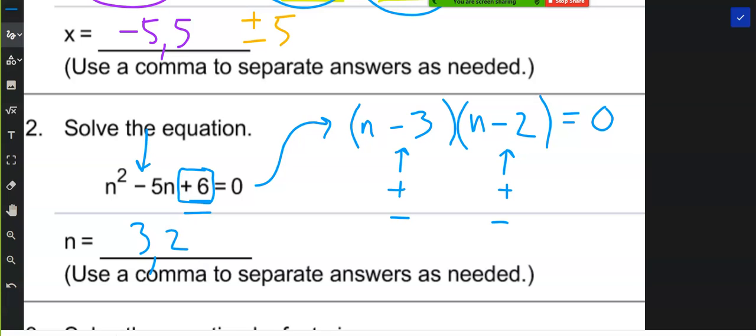Are there any questions about that one? Yes. Okay, so when you do the insides and the outsides, like for me, I get negative 3n and negative 2n. For you, you would get positive 3n and positive 2n, but remember, they have to add up to negative 5n. So that's how you know that you should switch the signs.